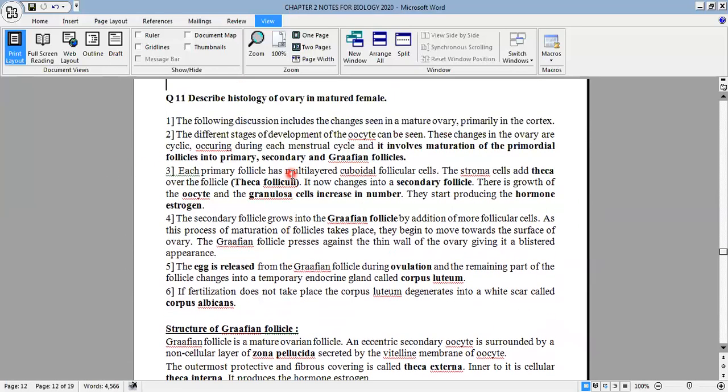Now, as we have shown here, in short, you can understand that primary follicle gets converted to secondary, secondary to Graafian.